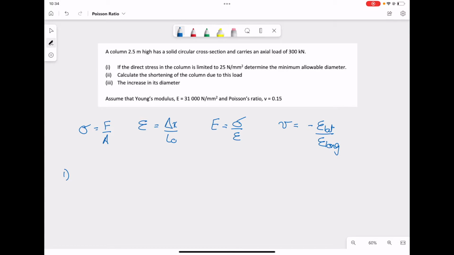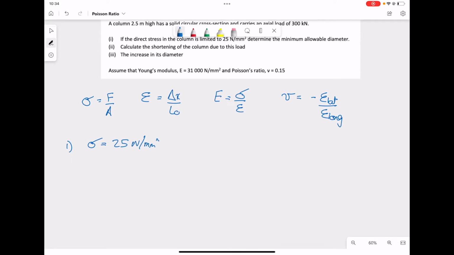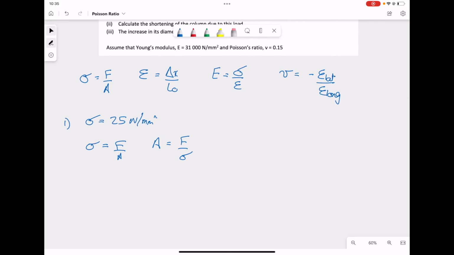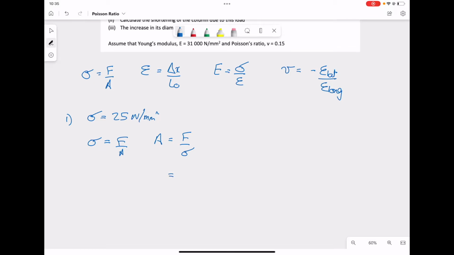So for our part one, the stress is limited to 25 newtons per millimeter squared. Using the equation for stress being force divided by area, rearranging this for area, the area will be force divided by stress. Fill in the values we know. So we have 300 kilonewtons on top and 25 newtons per millimeter squared on the bottom.